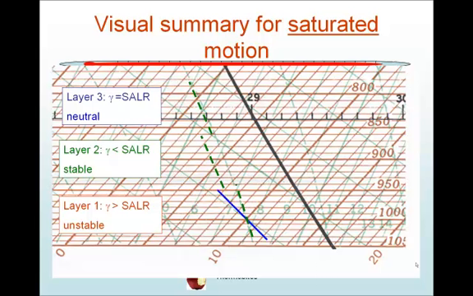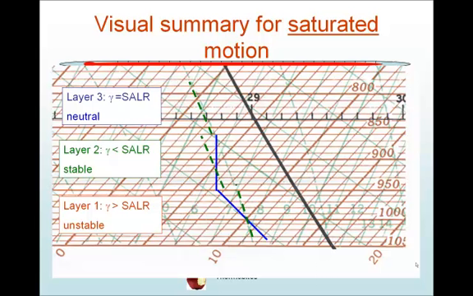In the first layer, you can see that the environment cools more rapidly than a saturated adiabat. Gamma is greater than SALR. And so that's unstable because if you take a parcel of air that's saturated and lift it, it will be warmer than the environment.